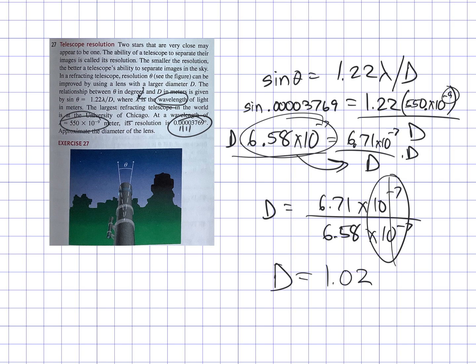1.02. All right. Let's see, what is that in meters? 1 meter? Holy cow, that is a very large diameter for a lens. But that's the largest one at University of Chicago. So 1 whole meter is the answer.